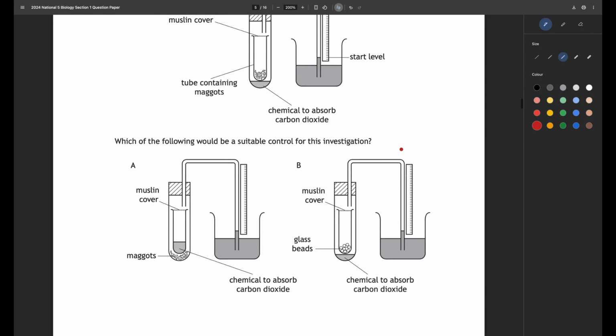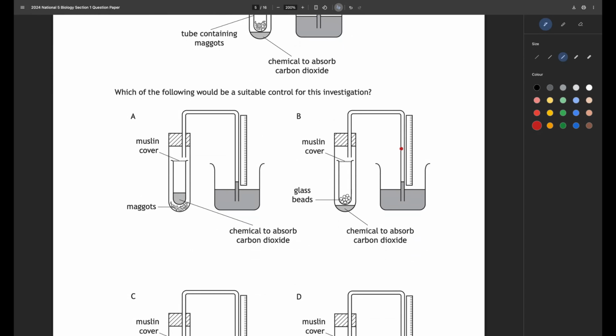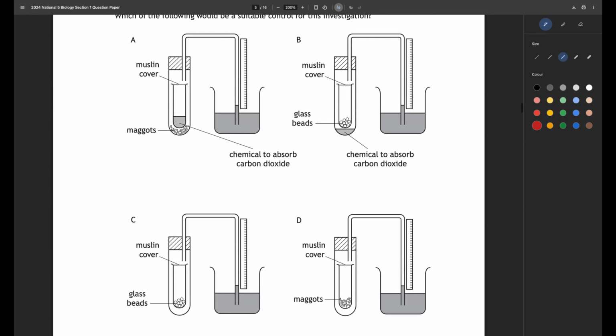So it's likely that every other aspect of the experiment will have to be the same, except for the maggots themselves, okay? So we have a look at the 4 options there. And in D, we've still got the maggots there, but we've lost the chemical to absorb the carbon dioxide, so that's no good. For C, we've got glass beads to replace the maggots, which is probably quite good for a control. However, we've changed 2 things because we've also lost the chemical to absorb carbon dioxide, so that's no good. For B, we've got glass beads replacing the maggots, which is good.